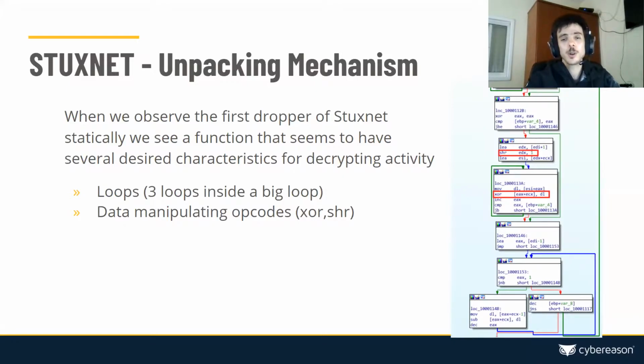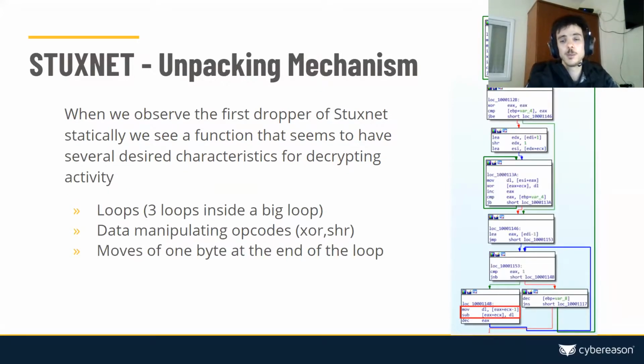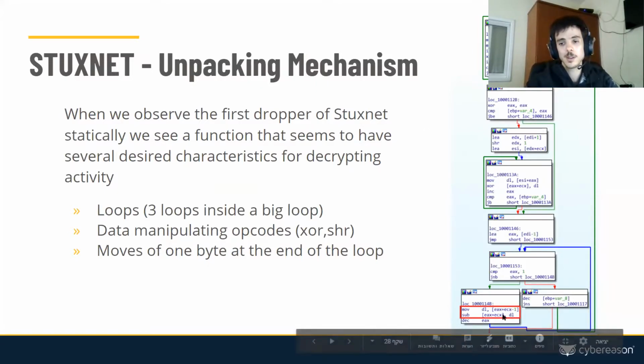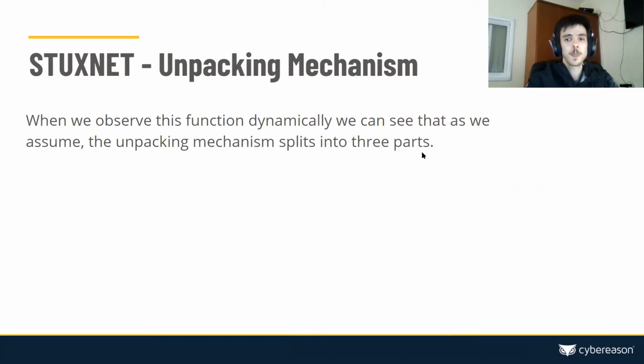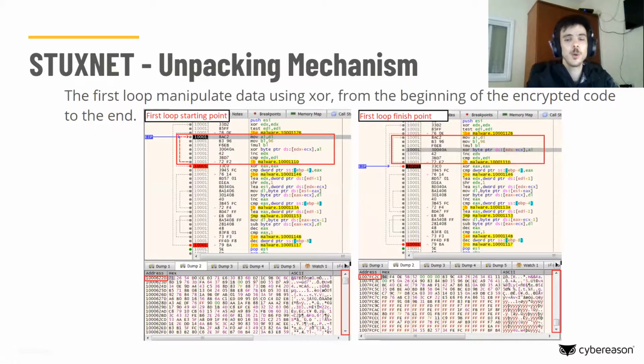The second concept is data manipulation opcodes. In this case, we can see XOR and shift right. The third concept is moves of 1 byte. We can see it down here. So awesome. Let's see how this unpacking mechanism really works dynamically.